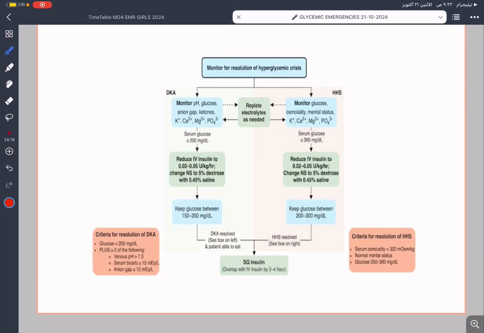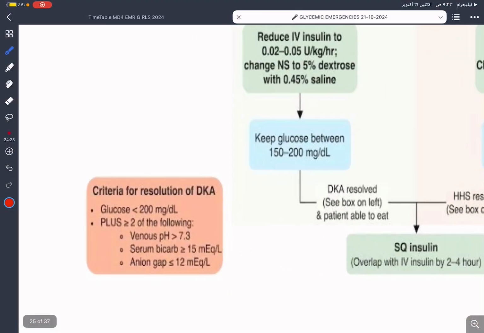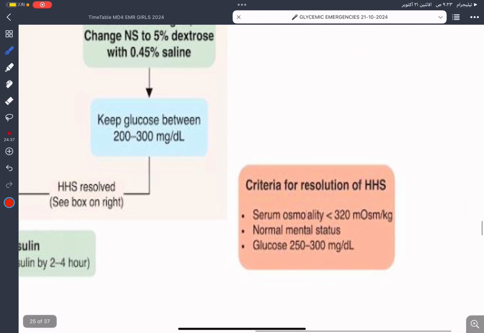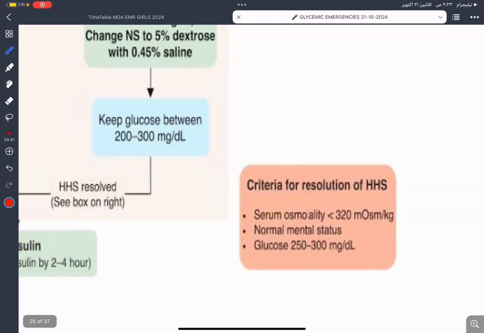Here I put for you the criteria for resolution of DKA. The blood sugar should be less than 200 and 2 of the 3: pH more than 7.3, bicarbonate more than 15, and anion gap less than 12. In HHS, the osmolality should be normalizing, less than 320, or regaining of level of consciousness or normal mental status, with glucose around 200 to 300.